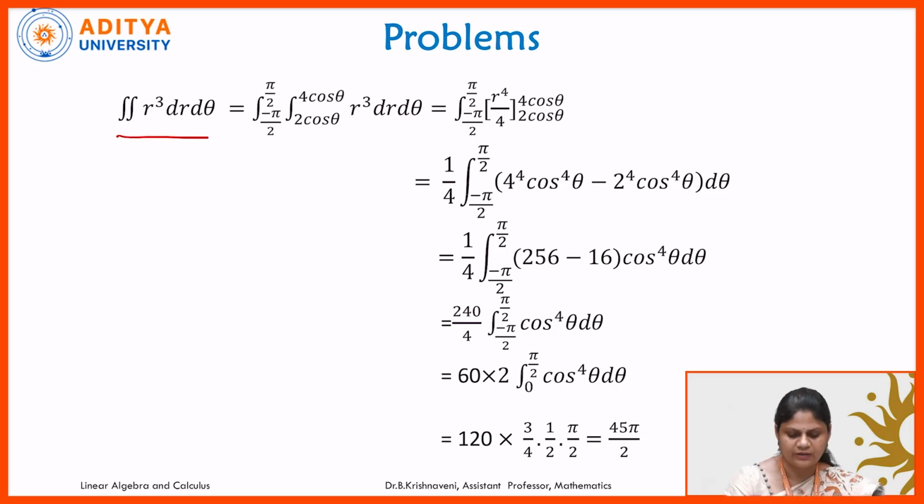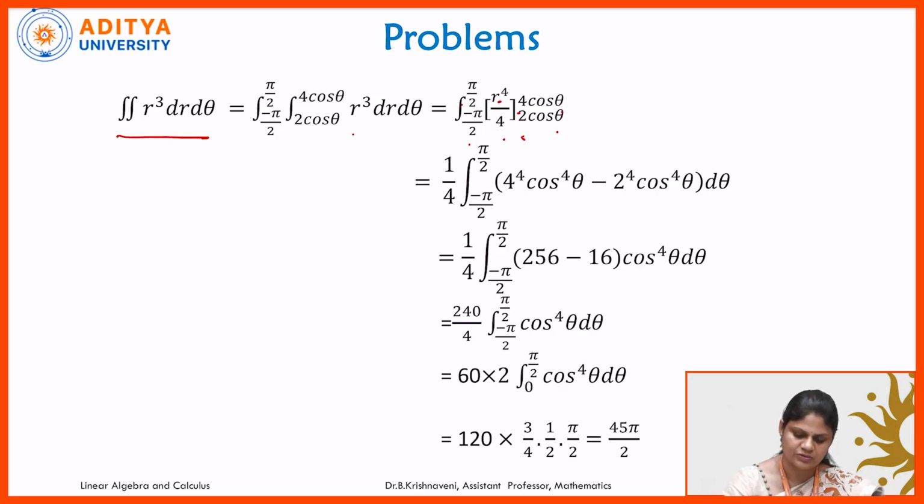Therefore the given integration, double integral r³ dr dθ, is equal to the integral from −π/2 to π/2, integral from 2 cos θ to 4 cos θ of r³ dr dθ. First let's integrate with respect to r. The integral of r³ is r⁴/4, with upper limit 4 cos θ and lower limit 2 cos θ.